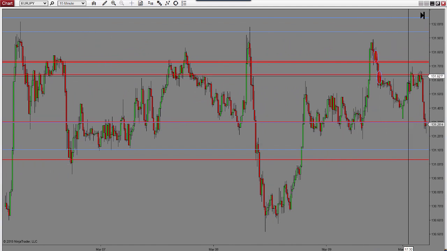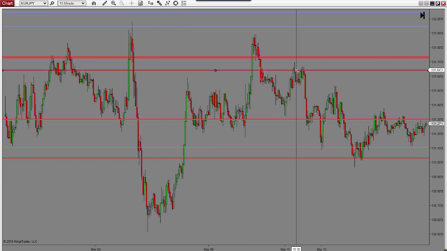This ellipse is associated with this red line. It would have been a nice trade here, so we can go ahead and get rid of this red line.